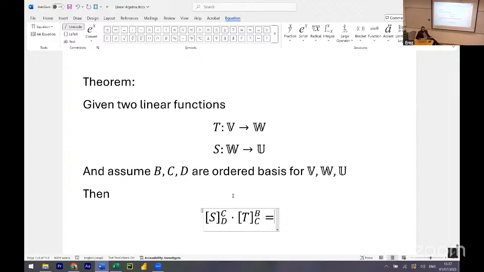The composite function from B to U. The matrix of the composite function is S over T, and now does it make sense? It's the right order, right? Because T acts first, S acts second. T goes from V to W, and then S continues from W to U. So the multiplication of matrices is exactly representing the composition of the function.